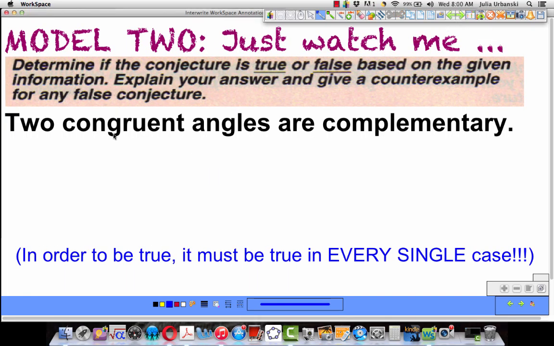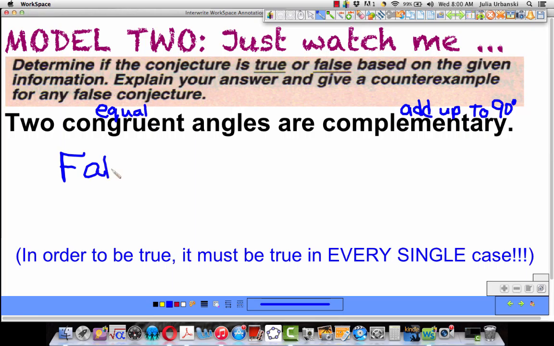For this one: two congruent angles, congruent means that they match, are complementary. In order to be true, it has to be true for every single case. So can you think of any two congruent angles, angles that are equal, but yet it's not true to say that they're complementary, that they add up to 90 degrees? And yes, there are lots of examples that prove that false.